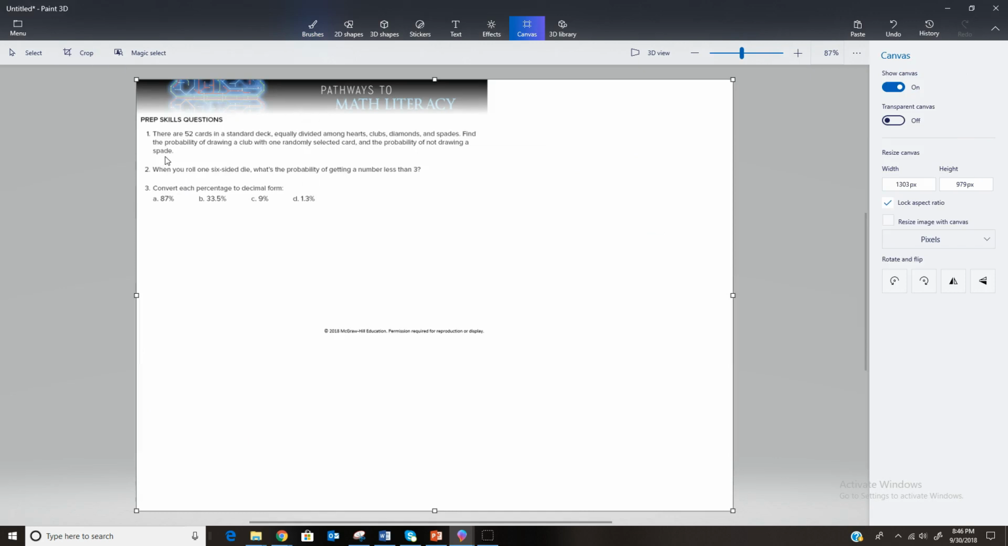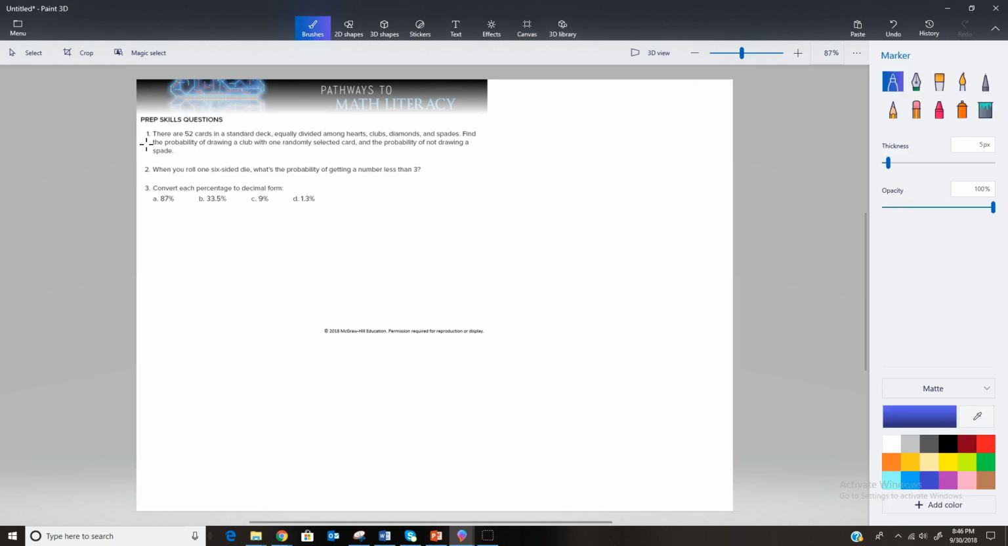Okay, so here's our prep skills questions. Pretty short little prep skills here on this section compared to some of the ones we've done. We're going to start with: there's 52 cards in a standard deck, equally divided among hearts, clubs, diamonds, and spades. Find the probability of drawing a club when one card is randomly selected, and the probability of not drawing a spade.